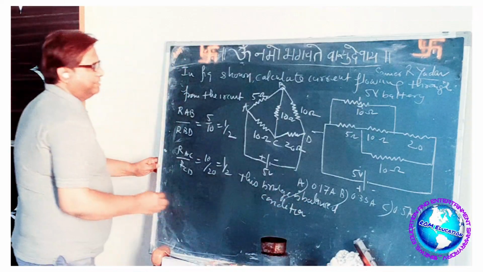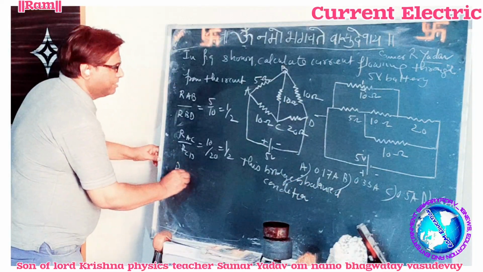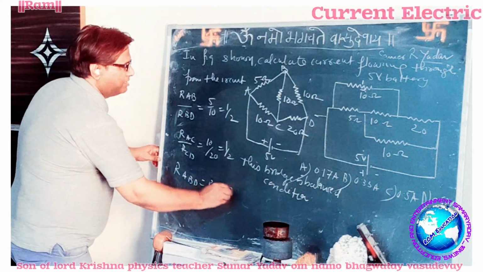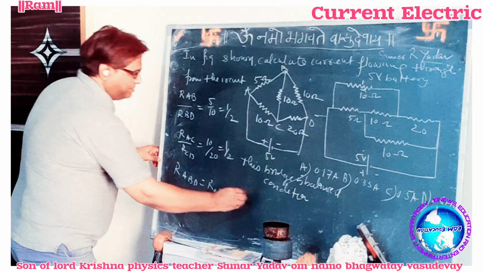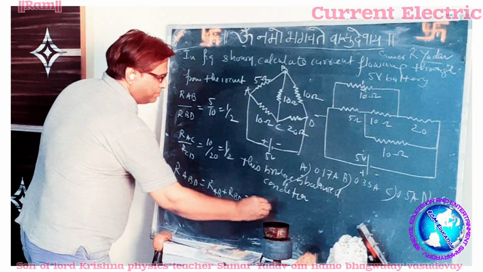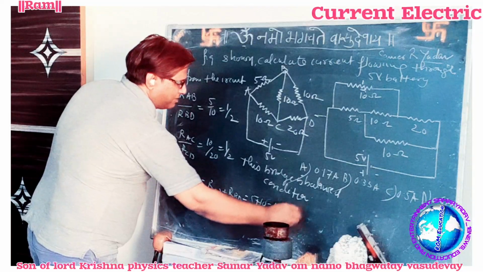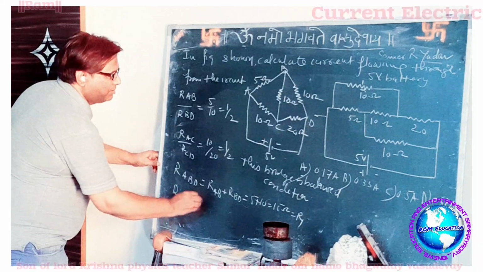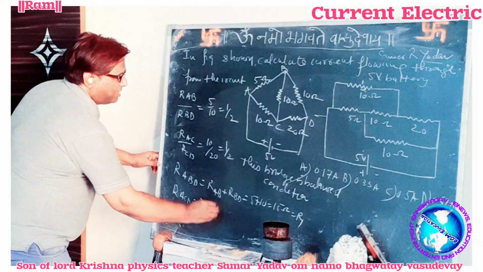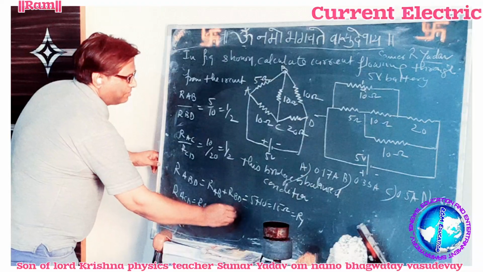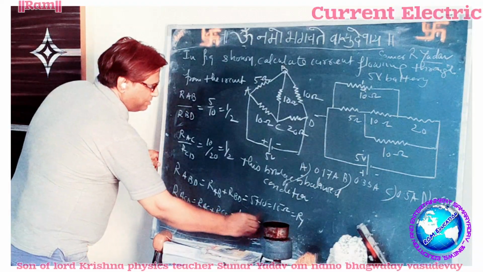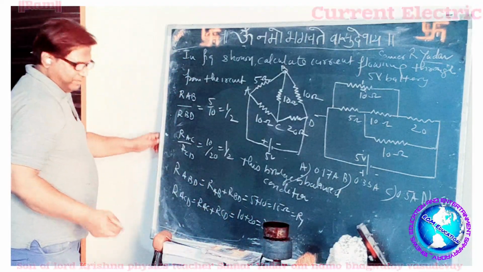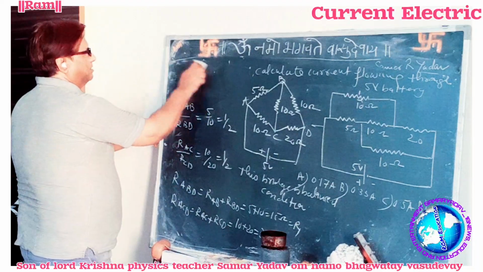So therefore you can write here R_ABD is equal to R_AB plus R_BD is equal to 5 plus 10 is equal to 15 ohm. Similarly, R_ACD is equal to R_AC plus R_CD is equal to 10 plus 20 is equal to 30 ohm. Now, when the bridge is balanced, then we can write here.